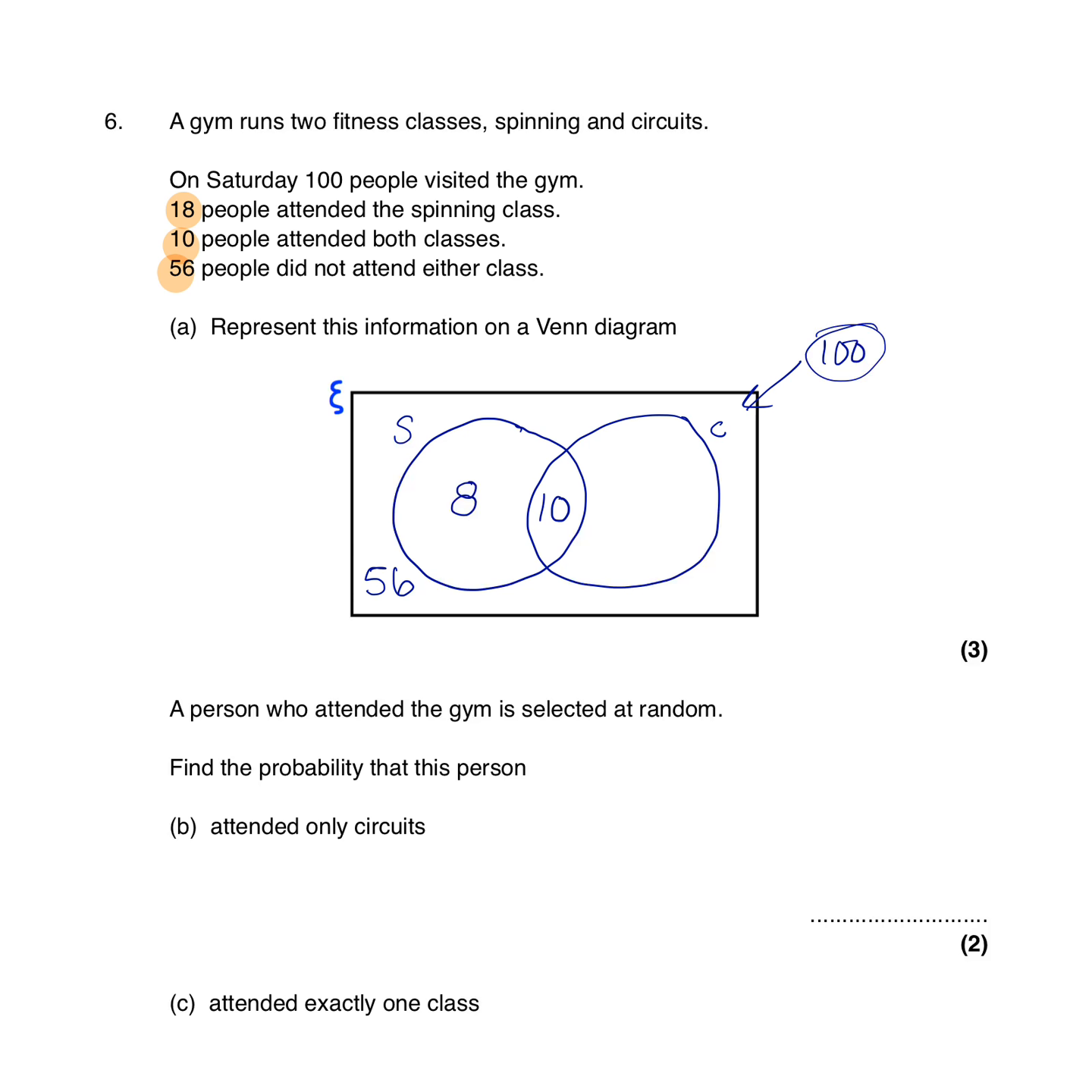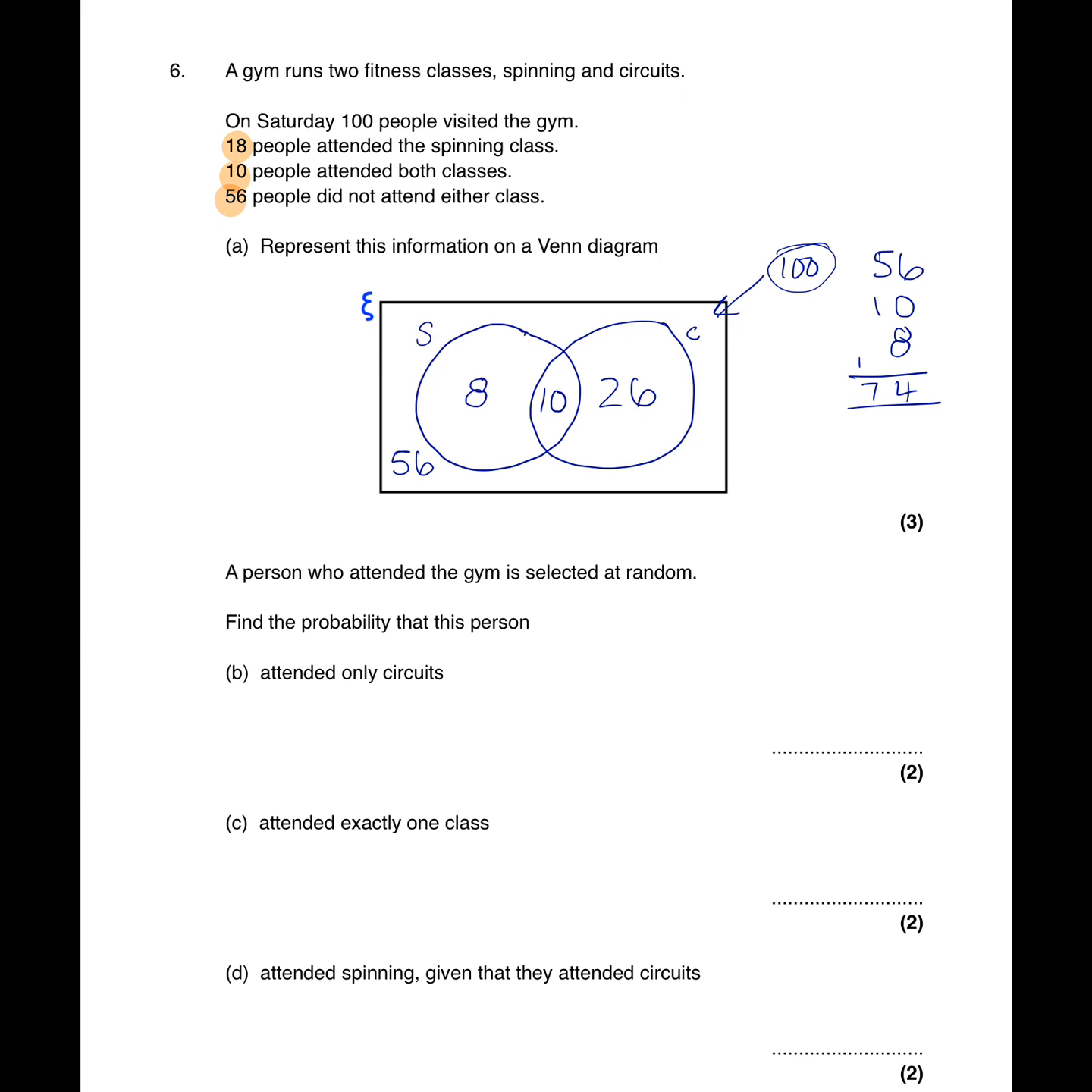So as there's got to be 100 in the entire picture, and I now know that I've got 56, 10 and 8, and there are 74 people accounted for. From the original 100, this tells me that there must be 26 people who did just the circuits lesson. So in the bit underneath I have, find the probability that a person attended only circuits. So as it is a probability, it's going to be out of the 100 people who are in the gym. Only circuits was that 26 people I just worked out.